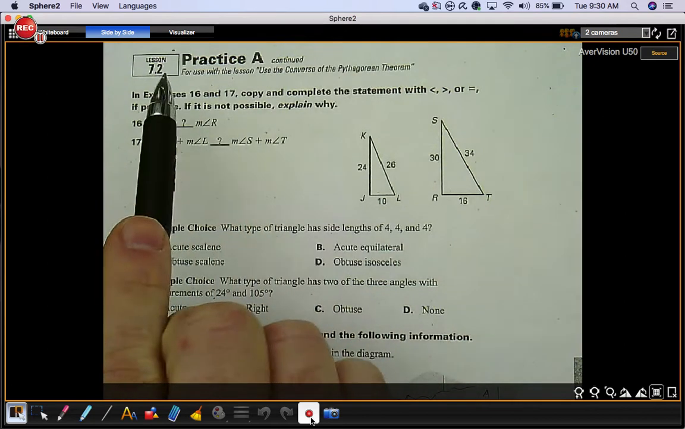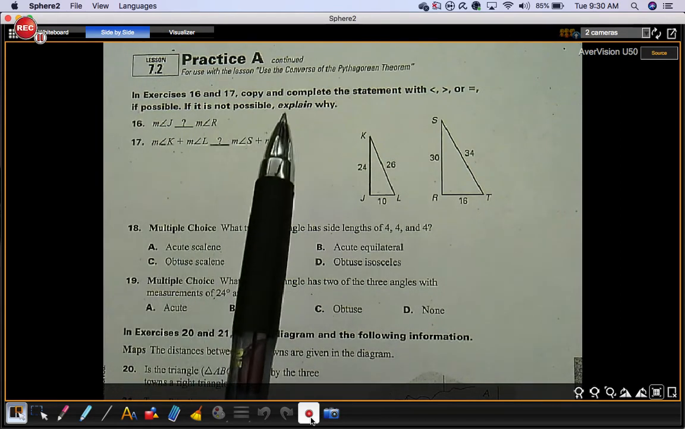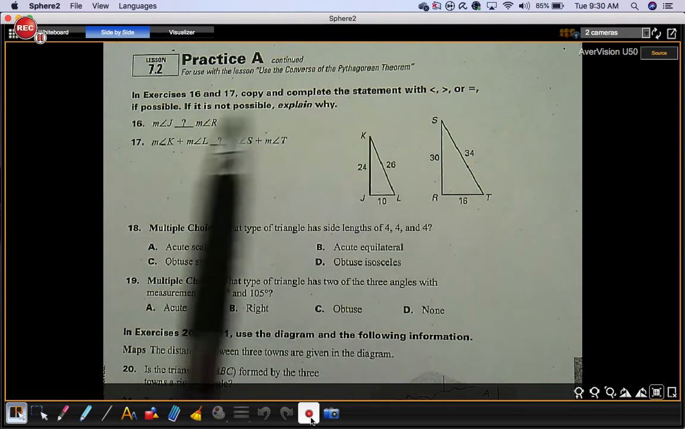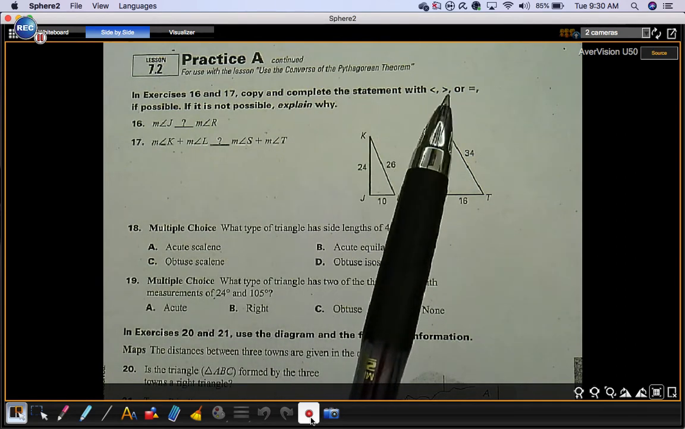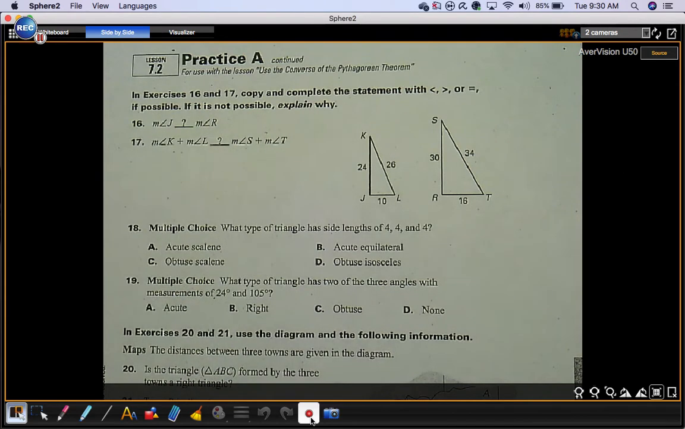This is practice A for section 7.2. We're going to look at the back of the worksheet. We're going to go up to number 19. So in exercises 16 and 17, we're going to copy and complete the statement with either a less than, a greater than, or an equal sign, if possible. If it's not possible, explain why.